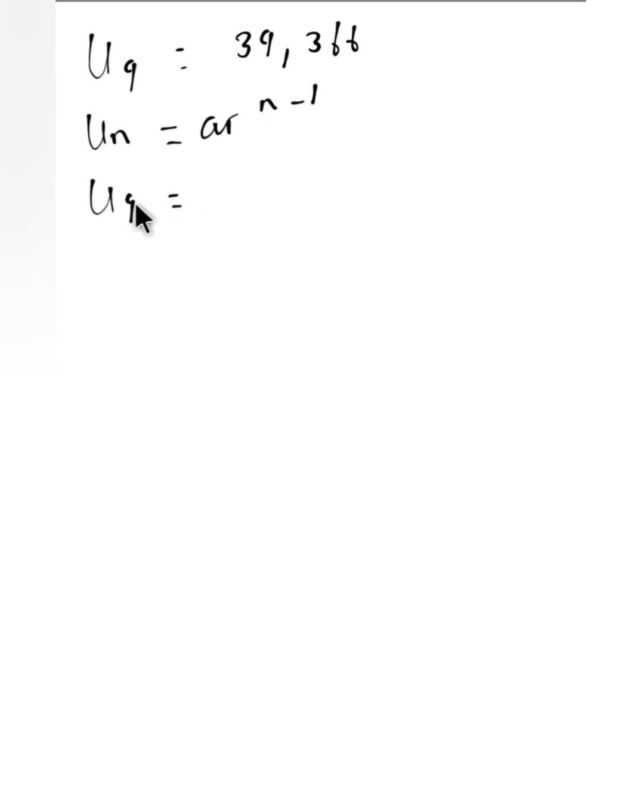Now let's work with the other information, that the ninth term is equal to 39,366. Now Un is equal to a r^(n-1). Then u9 is equal to a r^(9-1). u9 is 39,366, and this gives us a r raised to the power 8. Now let's call this equation 2.